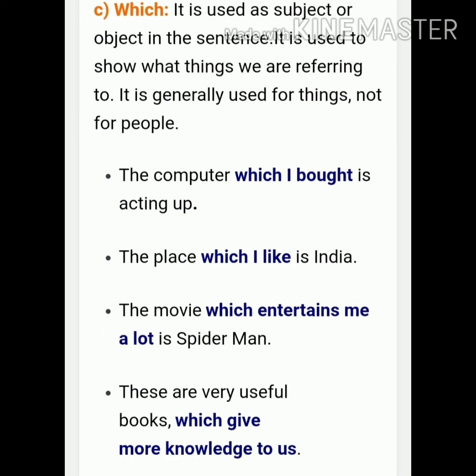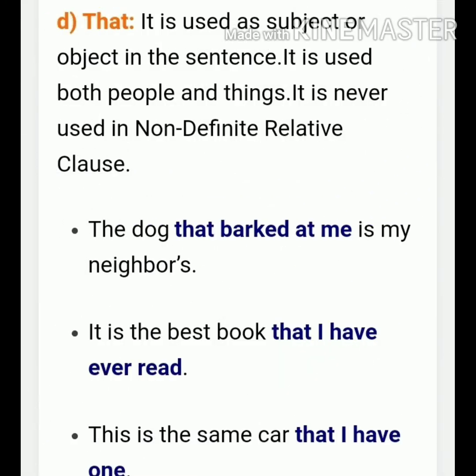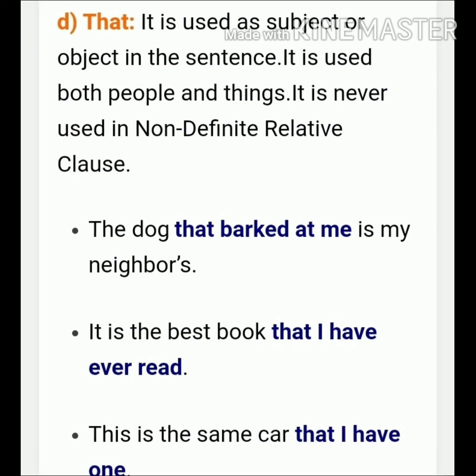After whose we have which, which is used for places or things, both for subject or object. For example, the computer which I bought is setting up. For computer, we have used the relative pronoun which. In the next sentence, the relative pronoun which is used for the place. Now, next is that. That is used both for people and things, even for subject and object. The dog that barked at me is my neighbor's.